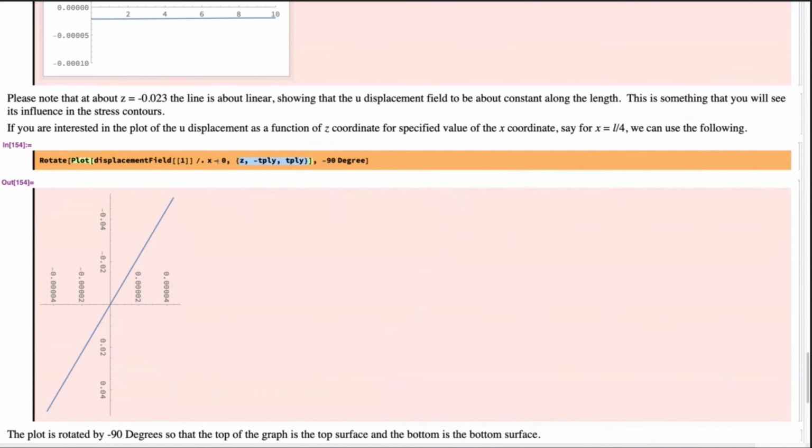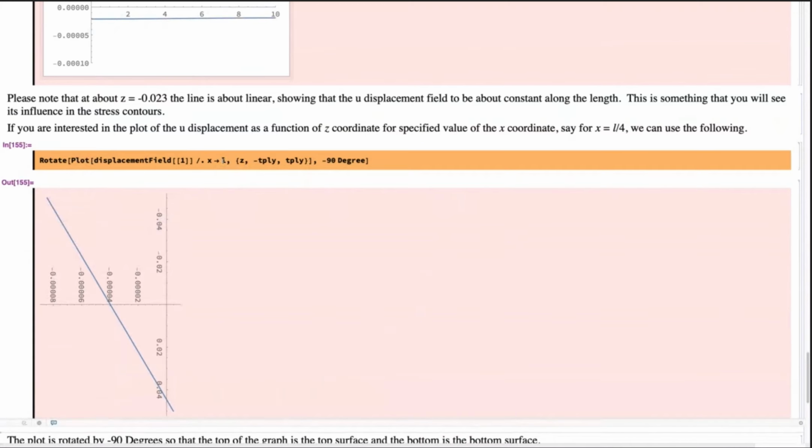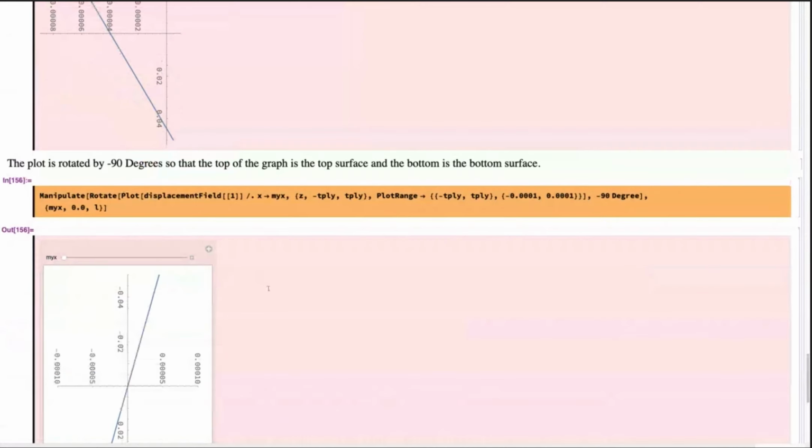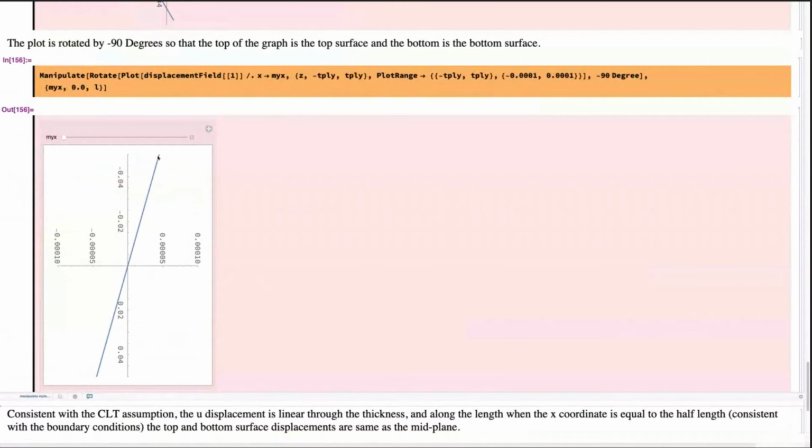As I go to different locations along the length, let's go to L, what do you think is going to happen? This end is now rotating that way. And the center of this line actually moved in because of the coupling. So I'm going to put this into a menu plate. And now I'm looking at the through the thickness distribution as a function of z coordinates of the u displacement at my x.